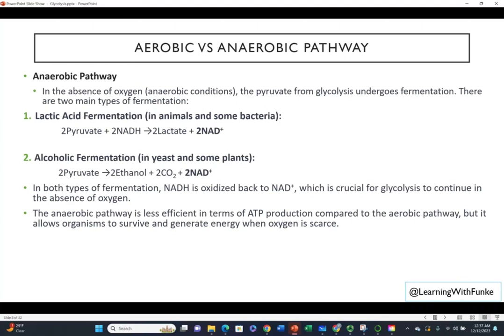And so in summary, for this slide, in anaerobic respiration, NAD plus is used in the glycolytic pathway and is regenerated through fermentation. However, it's important to know that this does not enter the TCA cycle, as the TCA cycle is not active under anaerobic conditions.